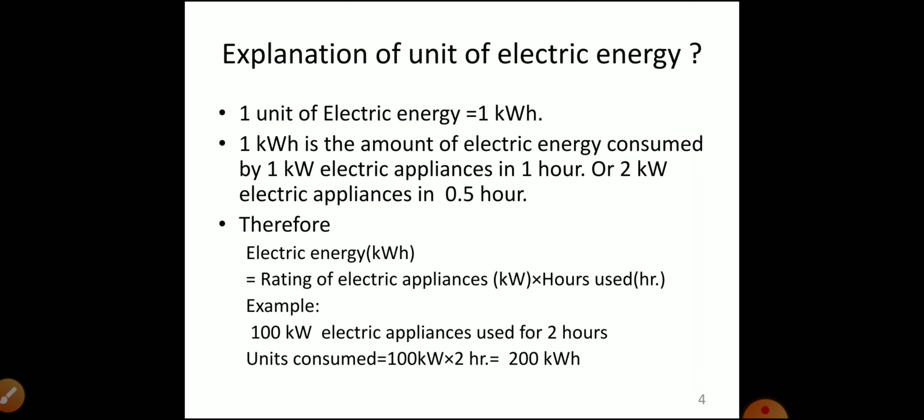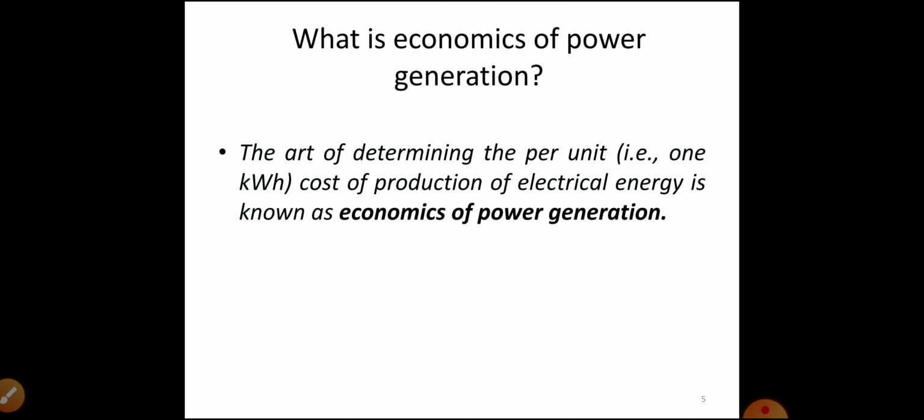So how many units have been consumed? To calculate, 100 kilowatt into 2 hours, so 200 kWh, meaning 200 units will be consumed. This is the preliminary knowledge required for understanding the economics of power generation, which is why I have covered it initially.